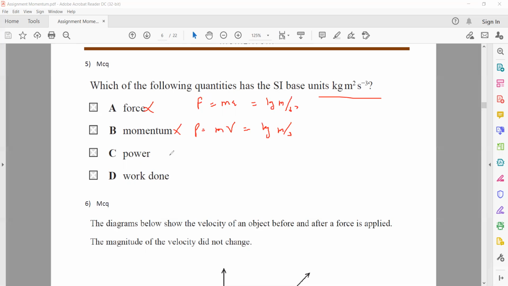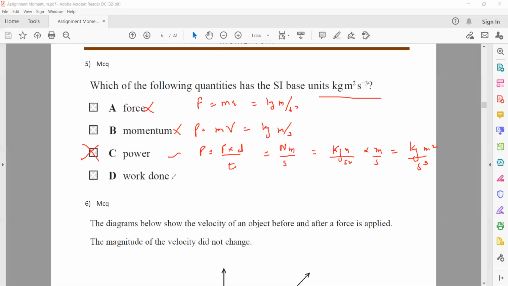Power. Power is work done per unit time, or force into distance divided by time. Force is Newton, distance is meter, and time is second. And Newton itself is kilogram meter per second square, then multiplied by meter over second. So when we simplify this, it will come out as kilogram meter square second to the power minus 3. So C will be the right answer.